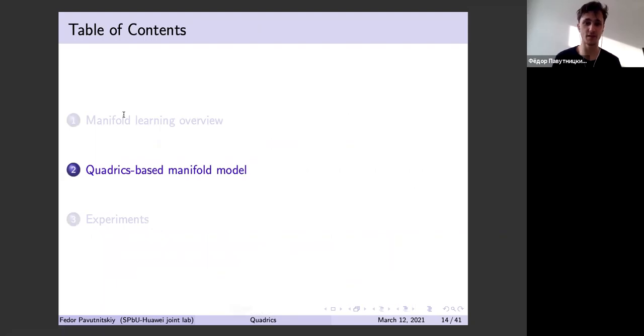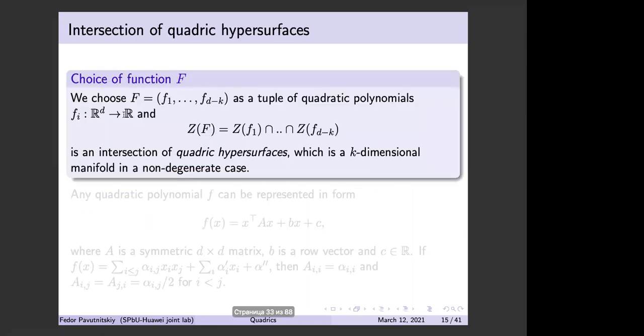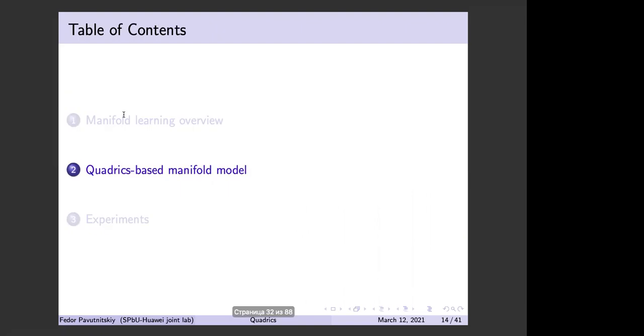Yep. This was about manifold learning in general, about our initial problem and how we try to choose the appropriate model for this problem. Sorry, Fedor, can I ask a question? Sure. If you don't have a coordinate system on your manifold, what is a geodesic distance? If you don't have a metric defined, how do you define geodesic distance? Exactly.